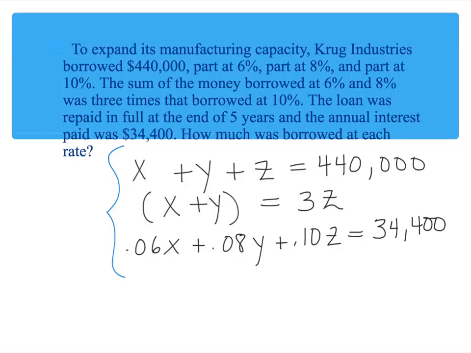So what I've already done for you is written out the equations that you need. X, Y, and Z represent the amount that was borrowed at 6, 8, and 10% respectively. The first equation comes from the fact that they borrowed $440,000. And we know that they borrowed some at 6, some at 8, and some at 10, with the interest being $34,400. That's where the third equation is coming from. And then from the part where it says the sum of the money borrowed at 6 and 8% was 3 times that borrowed at 10%, we got our second equation.